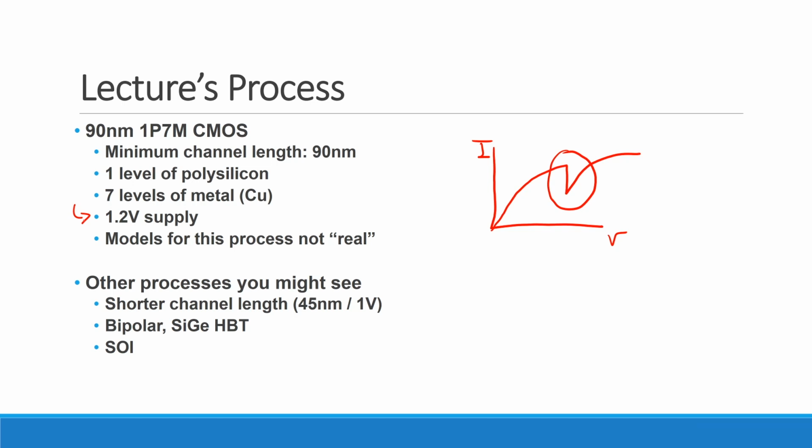Now, this is not to say that this is the latest and greatest process. In fact, people were probably doing state-of-the-art stuff in this process maybe 6 years ago, maybe even a little bit more than that. So these days, if you were going to go out and do a design in the latest and greatest technology, you'd probably be working in like 32, 45, maybe even 22 nanometers.